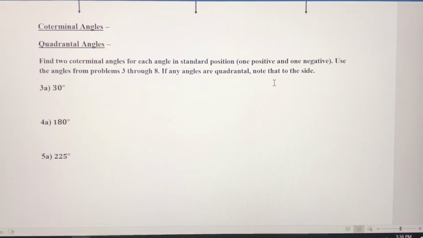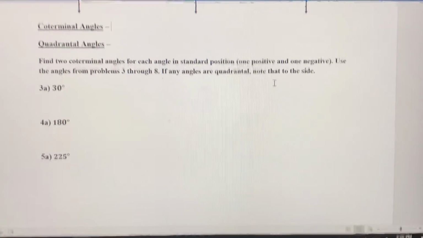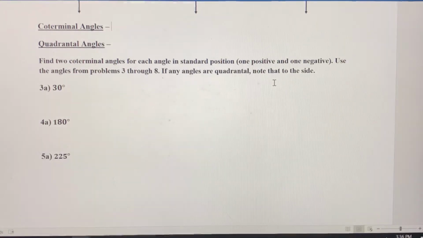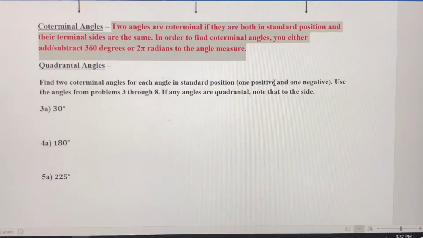So in this video, we're going to cover coterminal angles and quadrantal angles, and then we're going to calculate coterminal angles both in degree form and in radian form. So first off, let's define what coterminal angles are.